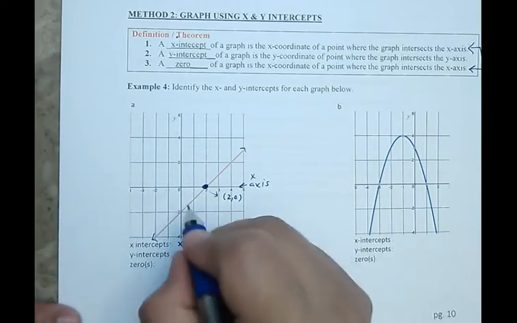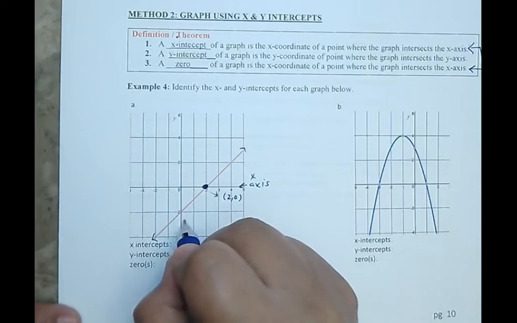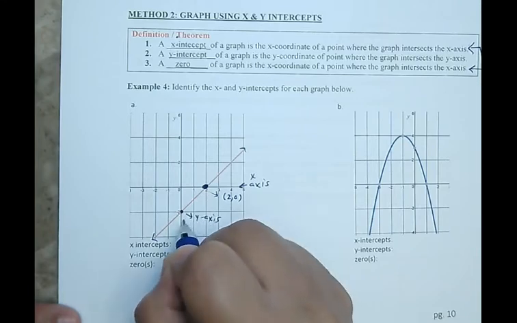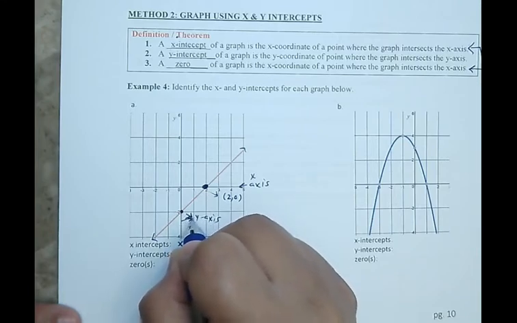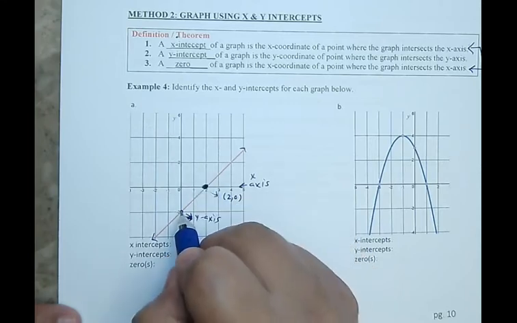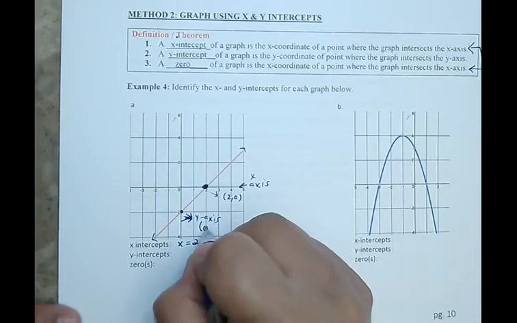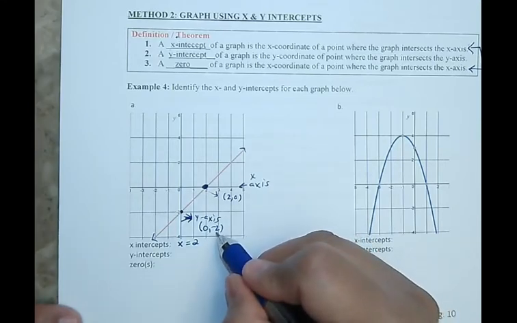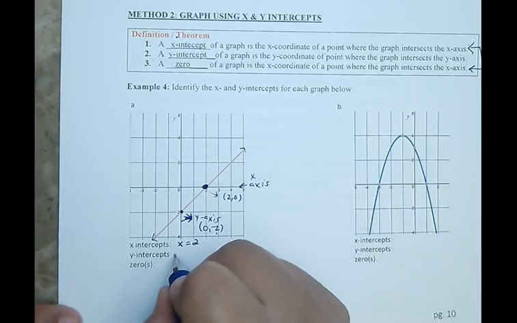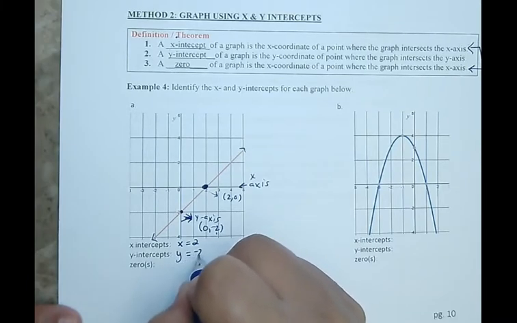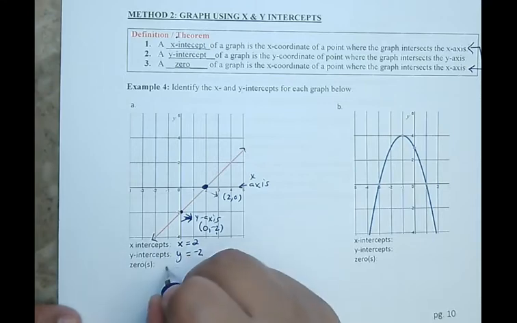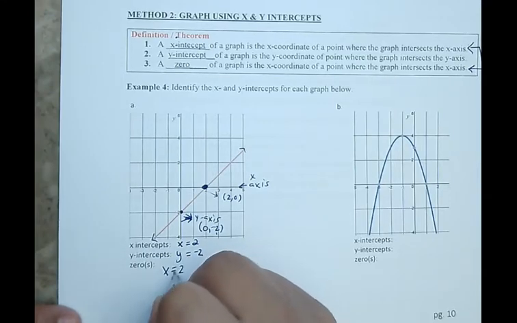The y-intercept is where the line intersects the y-axis. And so that's going to be this point here. So this is your y-axis. So this point is (0, -2). So your y-coordinate is going to be that y value here. So we can say that y is equal to -2. And then the 0, well, that's the same as the x-intercept. So that's still going to be at x equals 2.